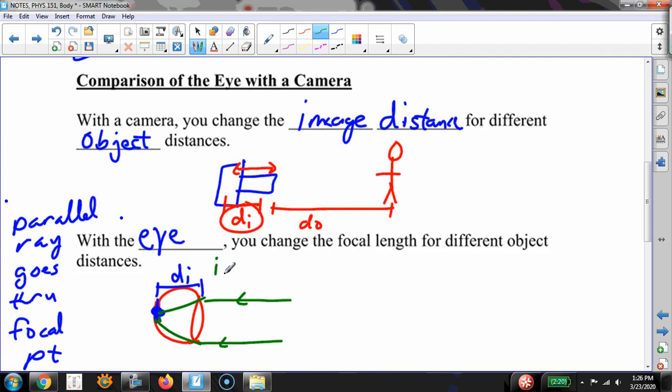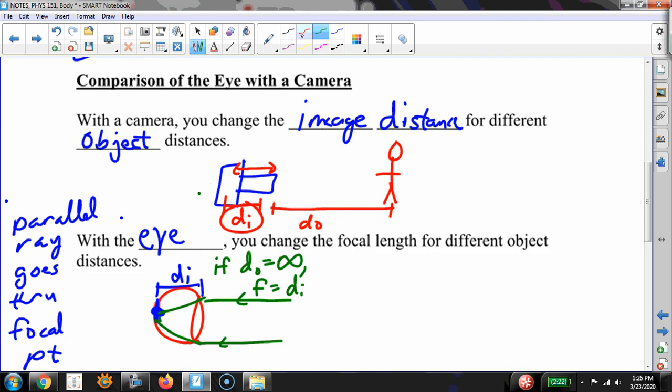So when I'm looking at an object far away, if DO is really big, so that those rays are parallel, then the focal length of the lens will be equal to the image distance, and vice versa. The image distance is equal to the focal length.